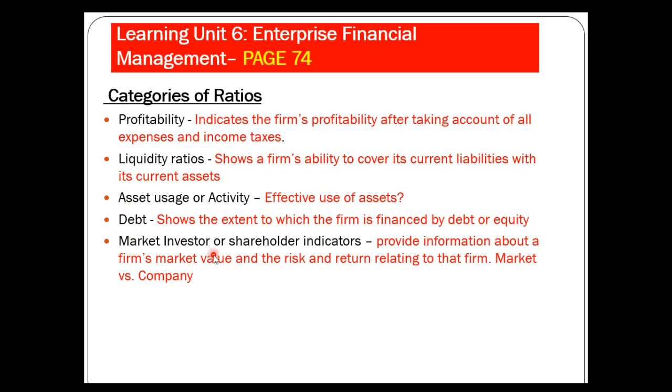The last category here is market investors. Remember, if we are running a business, we have got people who invested in our business. So those people expect something in return, for example, in the form of dividends. Again, there are ratios which will indicate to those shareholders whether the business is performing or not.